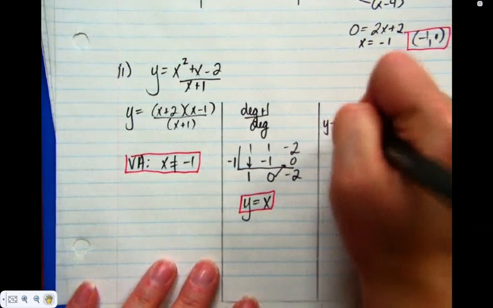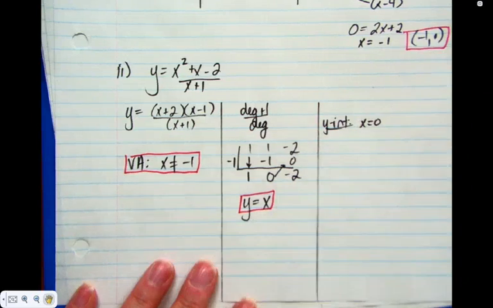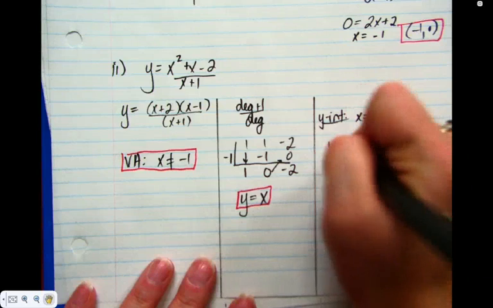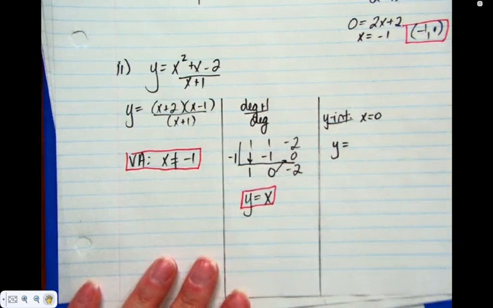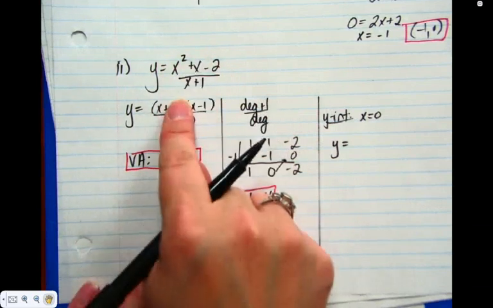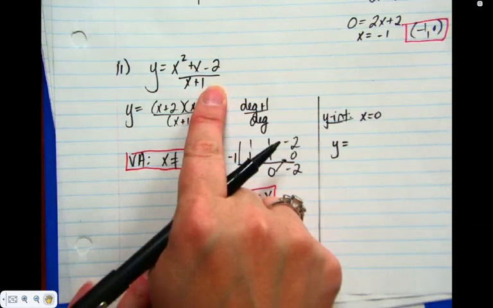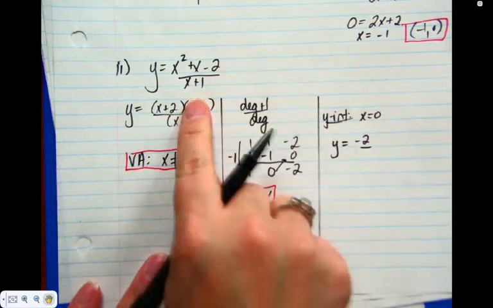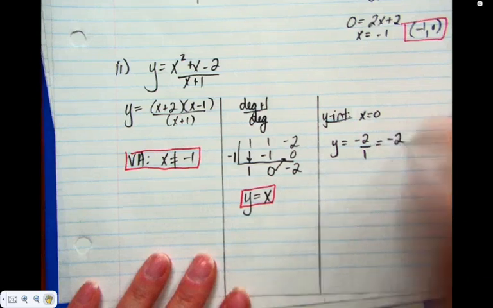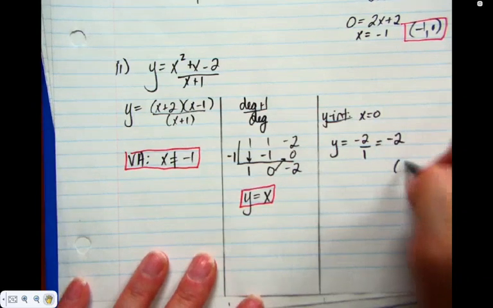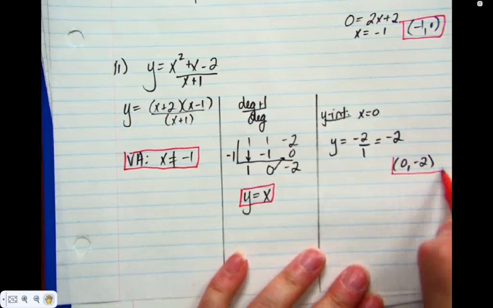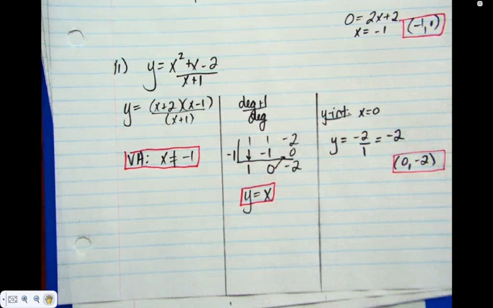Y-intercept. I don't actually sub in. I just go back to here and I say, well, anything with an x is going to go. So what's going to be left on the top? -2. And what's going to be left on the bottom? 1. And what's negative 2 divided by 1? Negative 2. And again, I like to write it as a point, just so later we're not confused. Is it an asymptote? What's going on? It's just a coordinate point. It's where the graph crosses the y-axis.